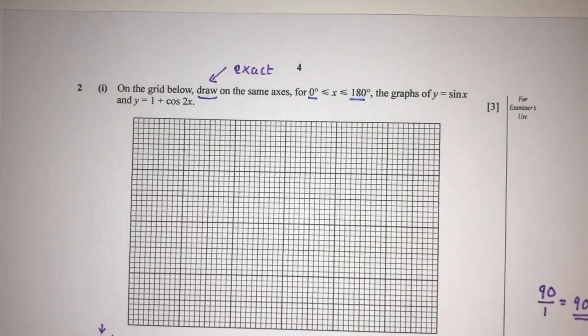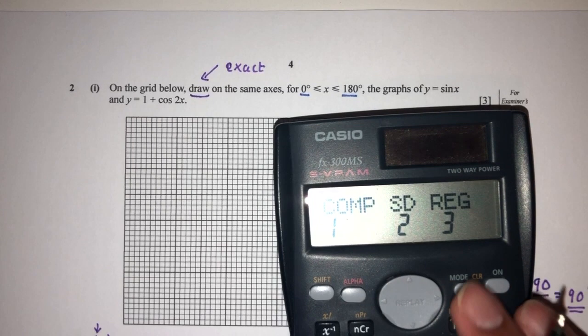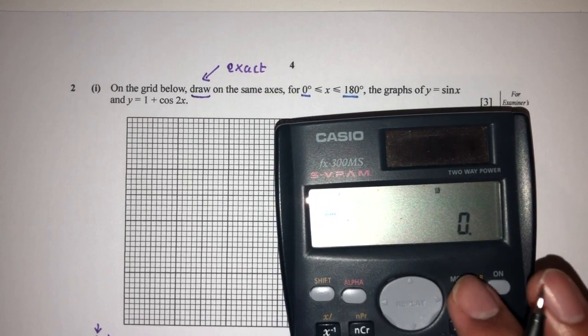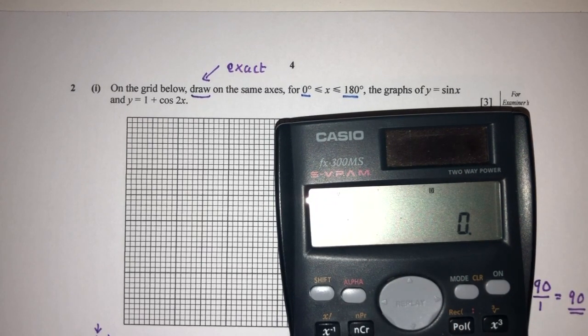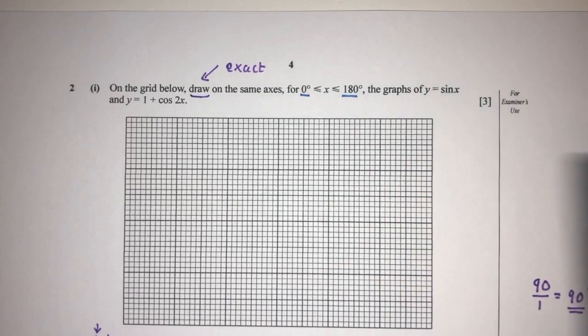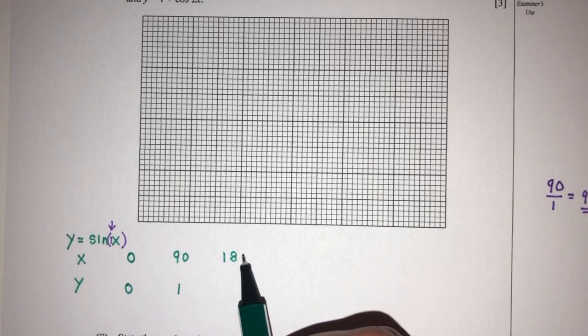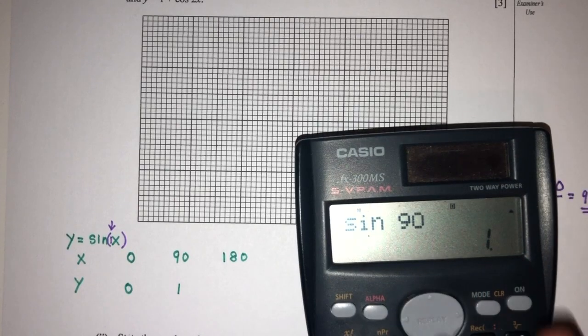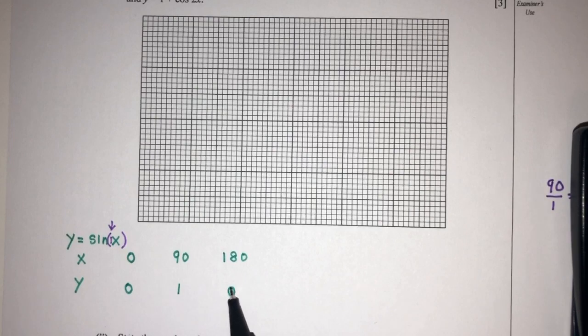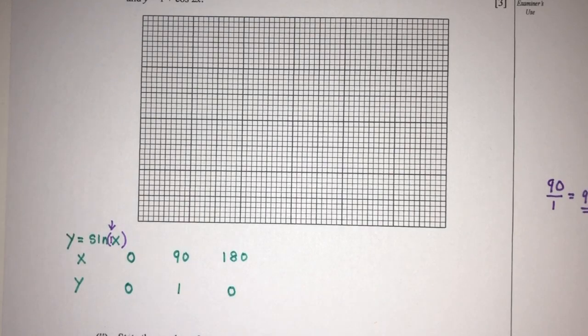Because it is in degrees, we have to keep the calculator also in degrees so that we have consistent values. Sine of 90 in degrees will be 1. So here it is 1. Next one will be 180. Sine of 180, let's see what happens. That will be 0. Okay, that is for the first one.